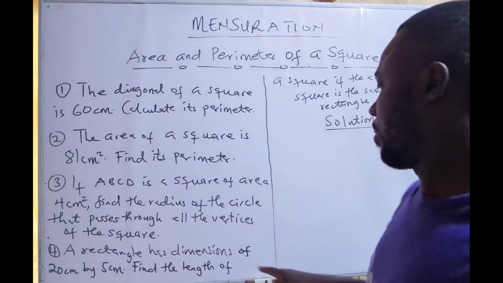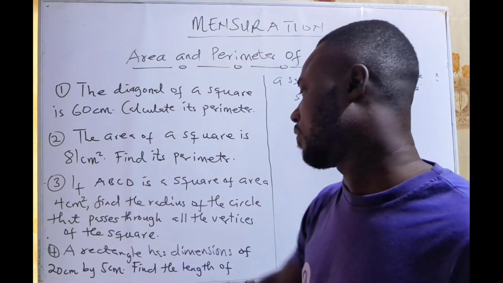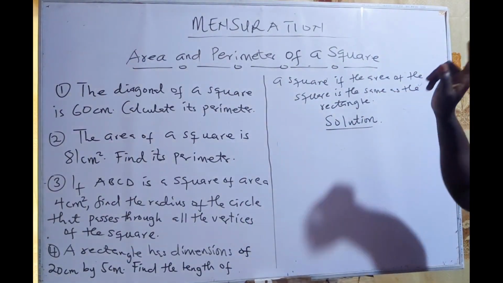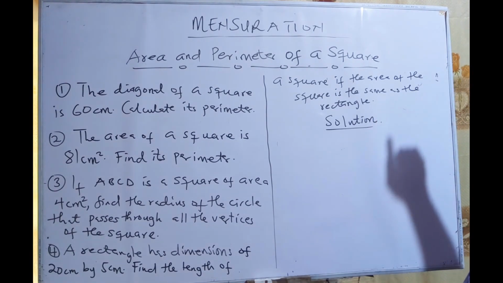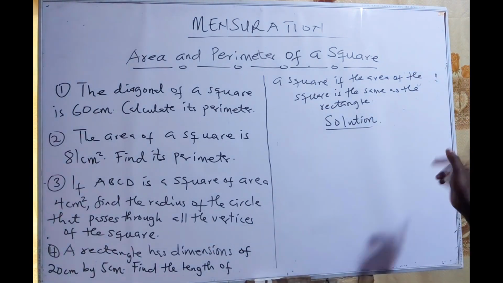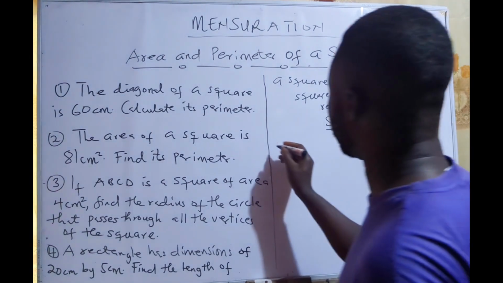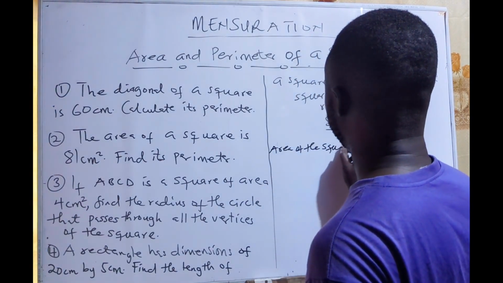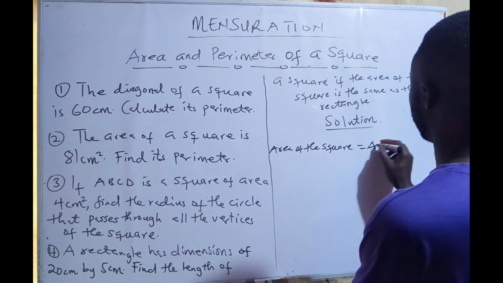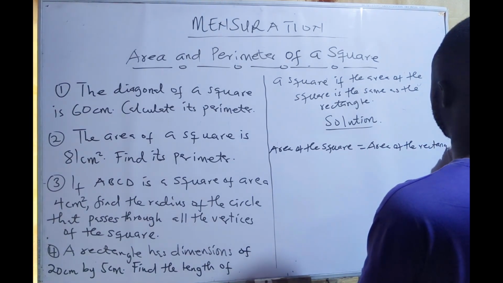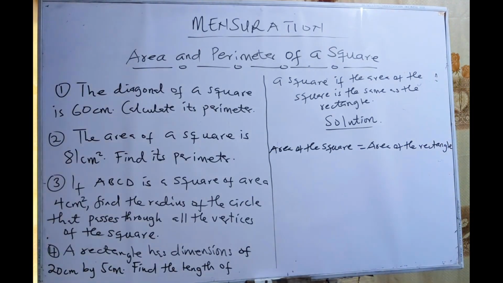A rectangle has dimensions of 20 centimeters by 5 centimeters. Find the length of the square if the area of the square is the same as the area of the rectangle. Okay, so if the area of the square, according to the question, is the same as the area of the rectangle, then we can say that the area of the square is equal to the area of the rectangle. So their areas are the same.